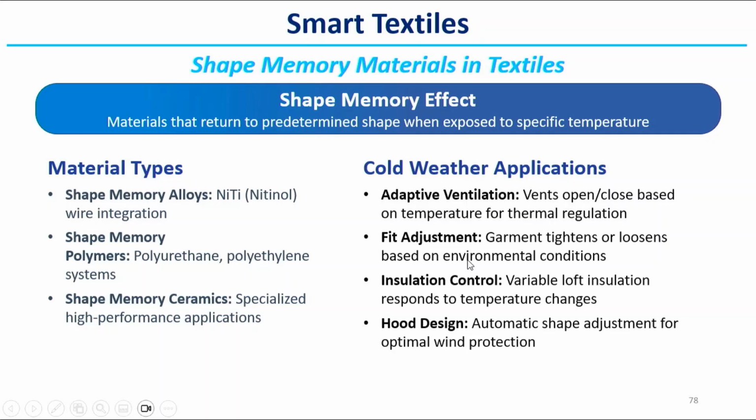Fit adjustment is there, garment is tightened or loosened based on the environmental condition, like insulation control, variable loft insulation. So, that if we want to have more insulation, the loft will be increased and entrap more air, and if you want to reduce the insulation, that loft can be reduced. So, different hood designs are there, automatic shape adjustment.